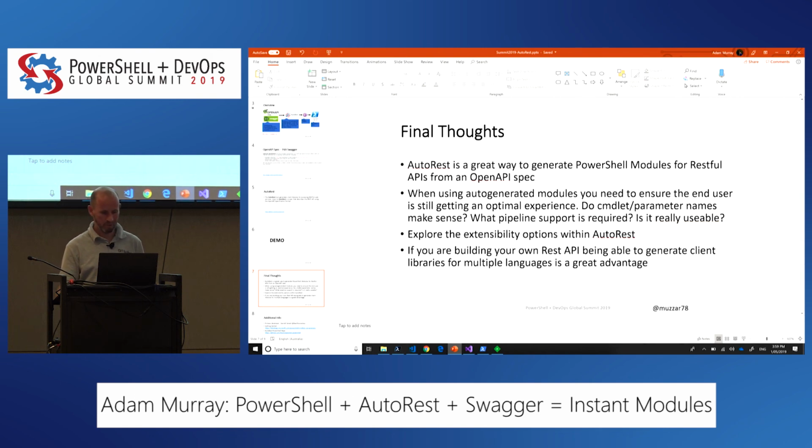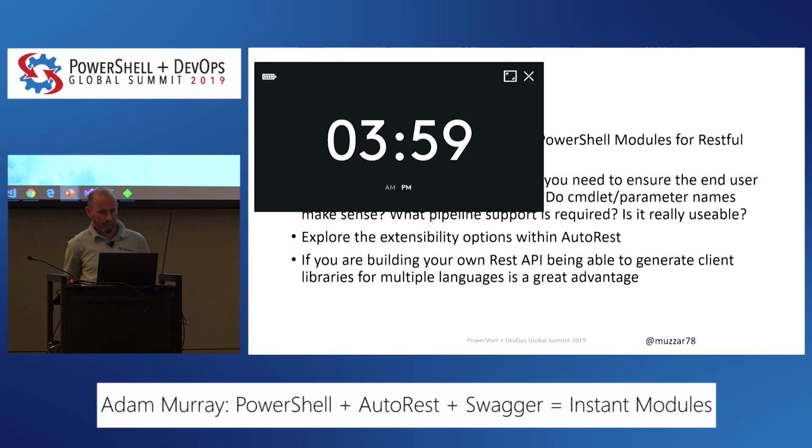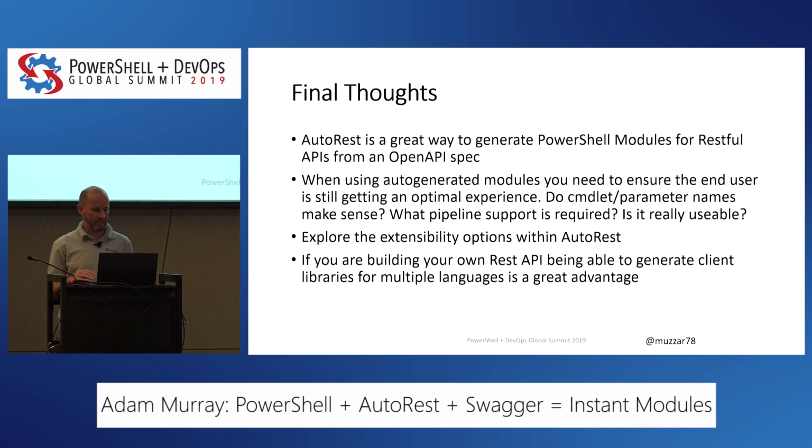So I just had some final thoughts. AutoRest is an absolute great way to generate PowerShell modules for RESTful APIs from the OpenAPI spec. But you need to be a little bit careful. Auto code generation has limitations. So you need to be looking at making sure that the commandlet names, the parameter names make sense. You need to be looking at what sort of pipeline support you want to do. Is it usable to the end user? Because it's all great creating all these commandlets, but if it's a nightmare to use, it's really not going to serve the purpose that it should.